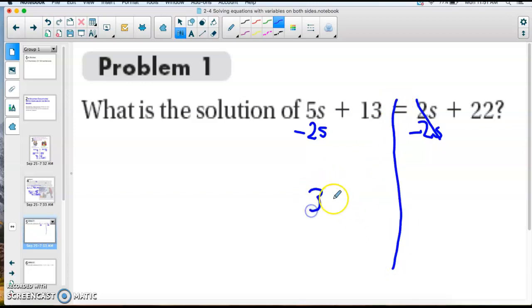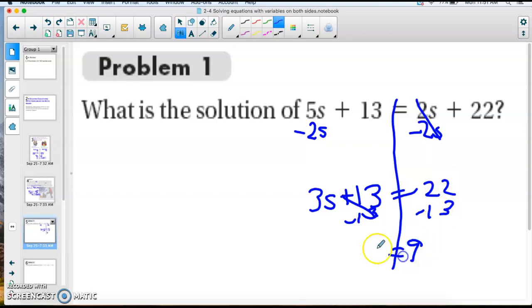And so 3s over here plus 13. Over here we canceled out the s's, and so all we're left with is 22. Okay, now our goal is to get s by itself, so we need to start getting rid of the junk. So we're going to, sorry, I'll show my work here. Okay, we're going to subtract 13. And 22 minus 13 is 9. And over here we're left with 3s. And we divide by 3. And we get s equals 3.